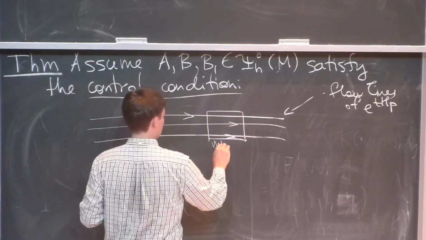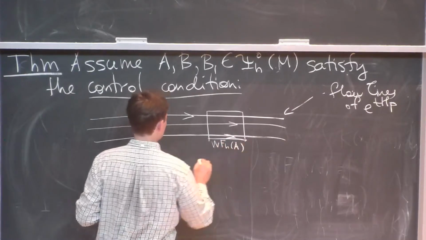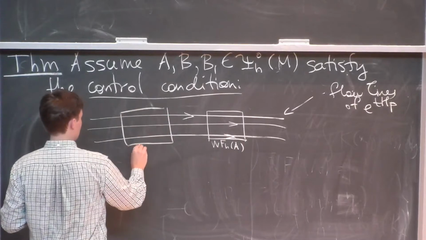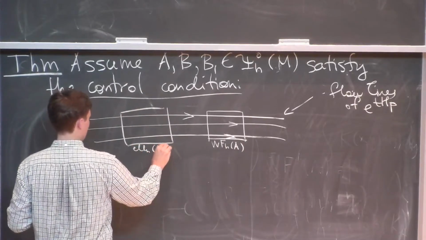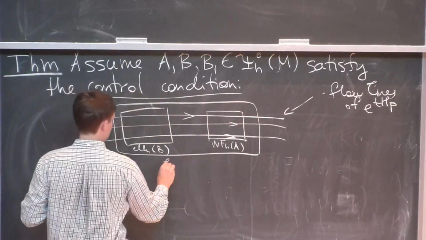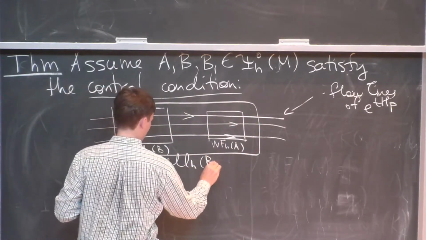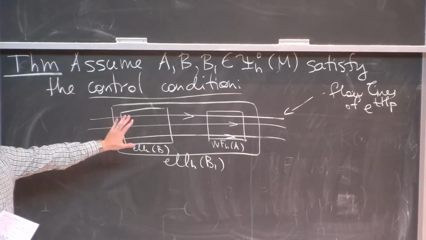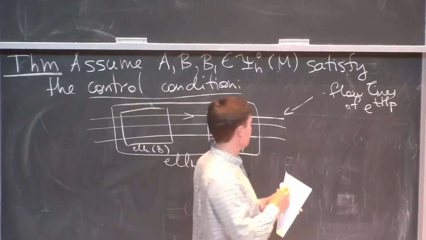So this is the wavefront set of A. This is the elliptic set of B. And this bigger thing is the elliptic set of B1. Now, what do I mean by this picture? Maybe I'll put it here.